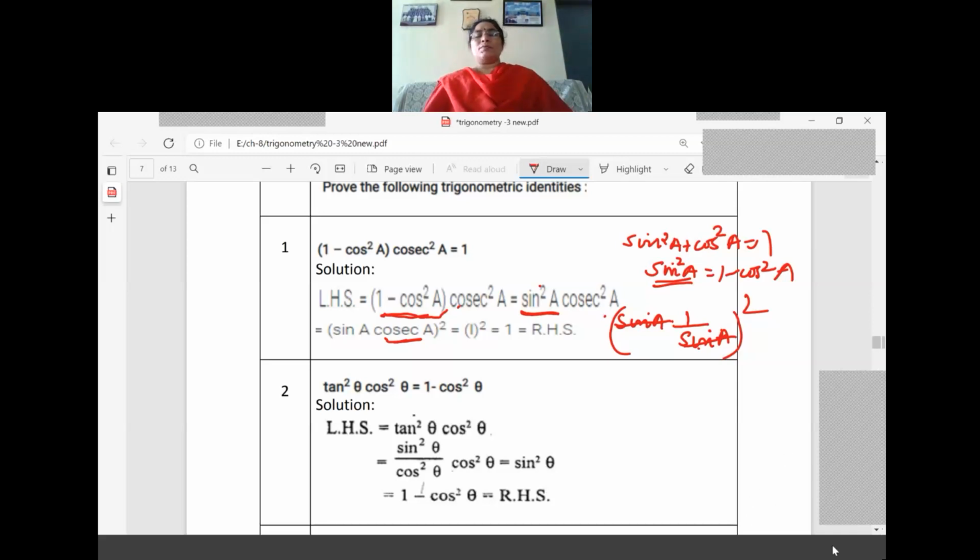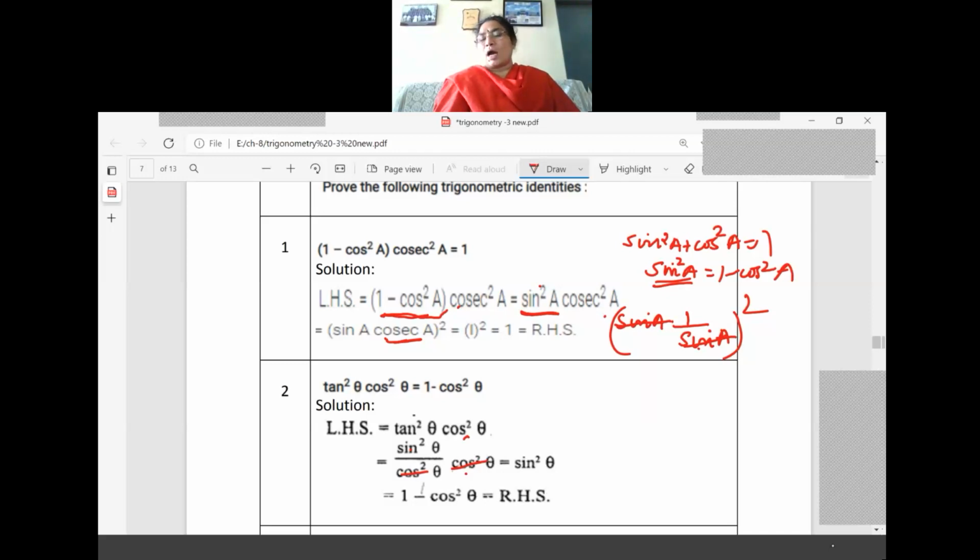Okay, so now we can start here with the LHS: tan square theta into cos square theta. Tan we can express in terms of sine and cos, right? So tan square theta we can write as sine square theta by cos square theta. Here already one cos square theta is there, so cos square and cos square will get cancelled. So what is remaining there?